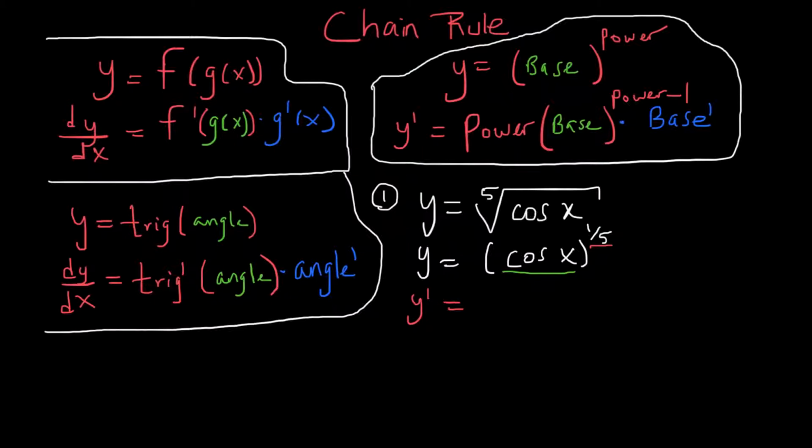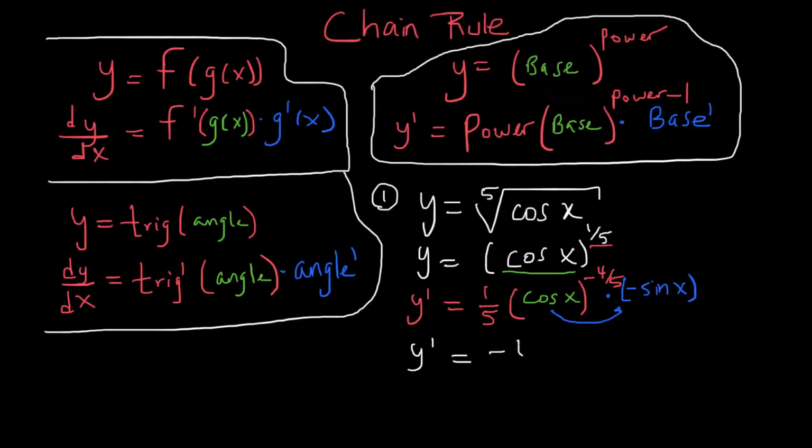So then the derivative would be bring down the power, keep the base, take away 1 from the power, so 1/5 minus 4/5, minus 5/5 would be negative 4/5. And then by the chain rule, because the base is not x but a function of x, then times the derivative of that function, which is negative sine of x. Maybe I should use parentheses here.